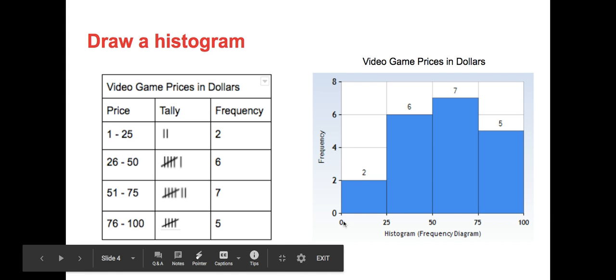And here we have the data in ranges, just like on the frequency table. Something to note, there are no spaces between the bars on a histogram because the price ranges are right up to each other, 1 to 25 and then 26 to 50. There are no spaces between the bars. And we see we have a title, we have our ranges here, and we have our frequency here, the number of games in this price range.